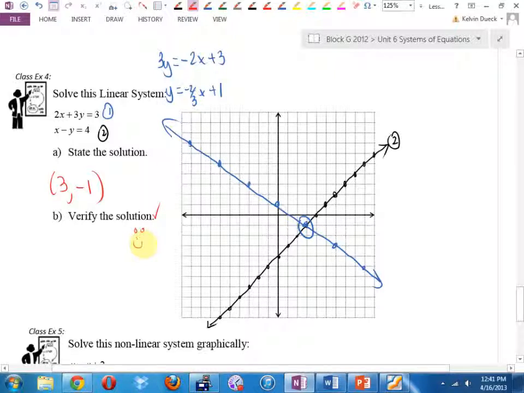I might be wrong. I did it in a hurry. Did I read the point wrong? People are staring. No, I think I'm right. It worked when I verified. You get 6 take away 3 equals 3 on the top, and you get 3 minus 1 equals 4 in the second one. Yeah, it works, I think. Am I right? I am right.